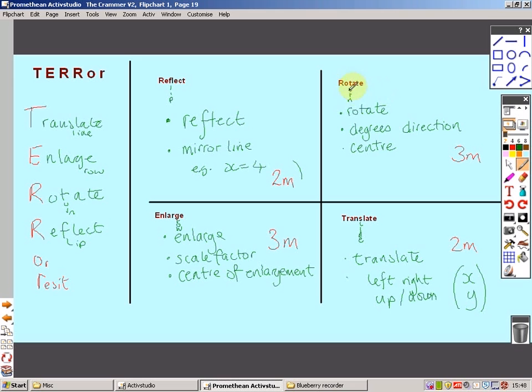Rotate is the turn one, so you need to say rotate. If you say turn, you won't get the marks. Degrees and direction. Anti-clockwise, 90 degrees, or 90 degrees clockwise, the double D, you need them both. Center of rotation, which is the point that you spin about. Where do you put your pencil? Where does it turn about? Normally given as a coordinate. 3 marks.